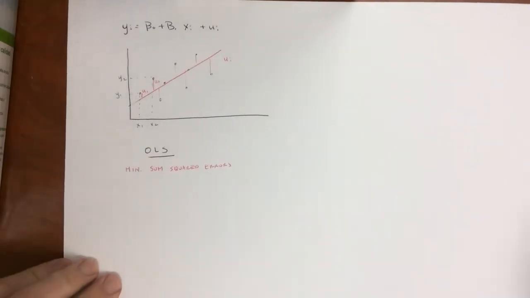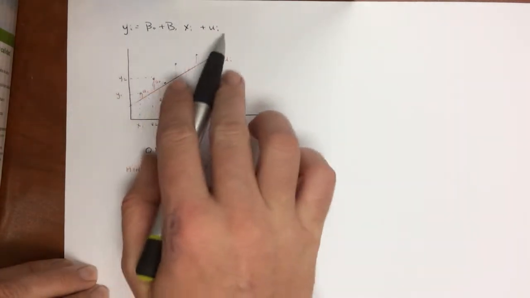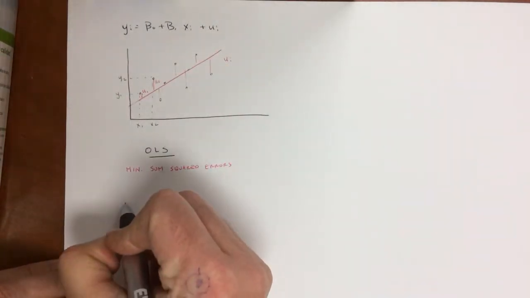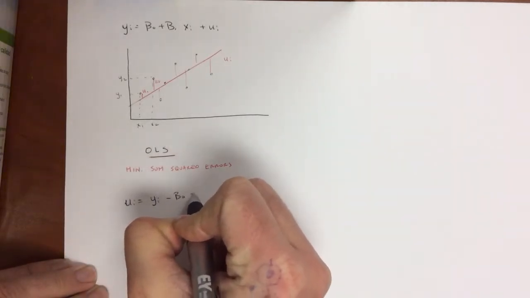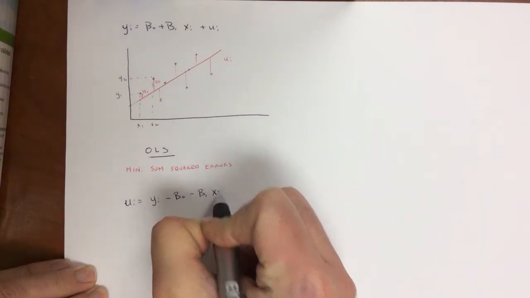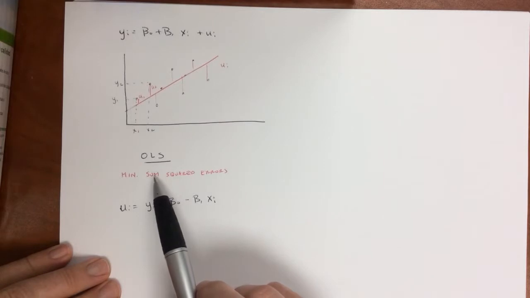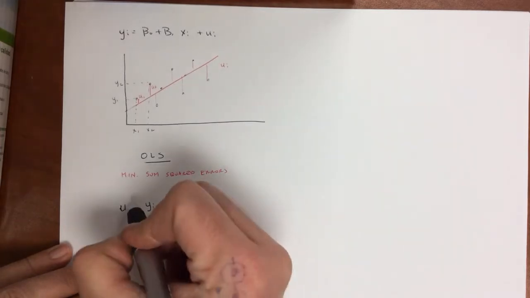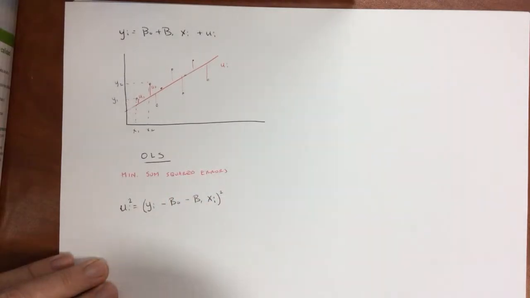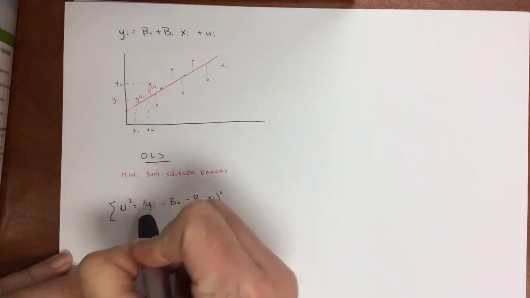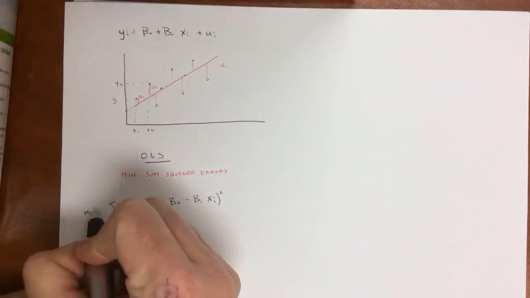Okay, so the way we do that is we write yi, and we rewrite our model in terms of ui. So ui is equal to yi minus beta naught minus beta 1 xi. Now we want to take the sum of the squared errors, so we square this, which means I have to square this side too, and I want to take the summation of each side, and now I want to minimize this.